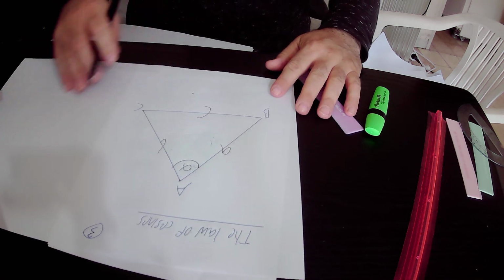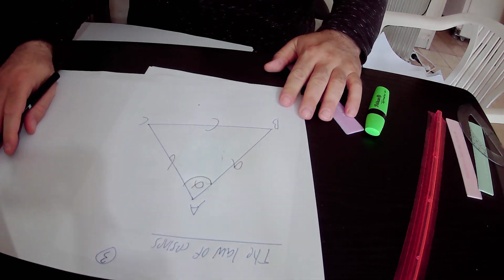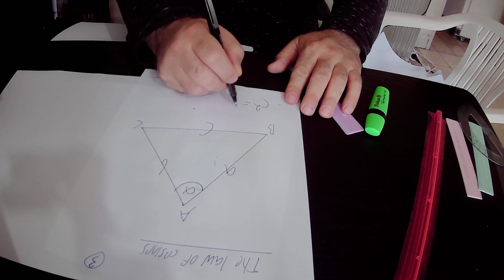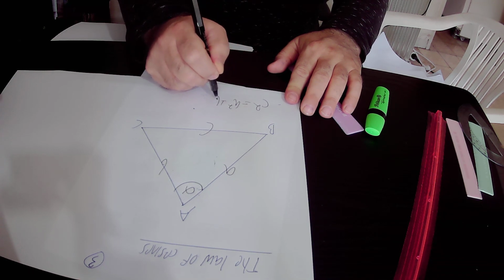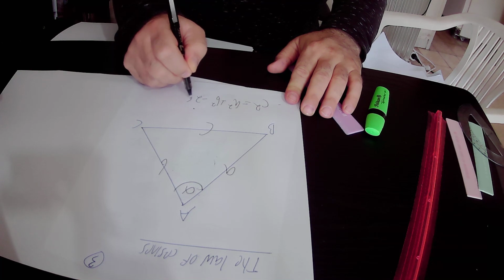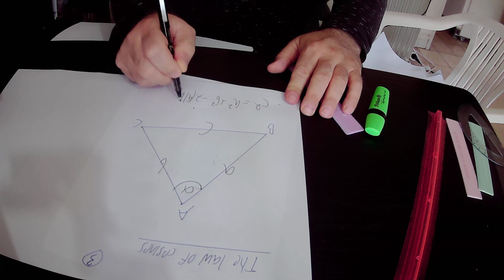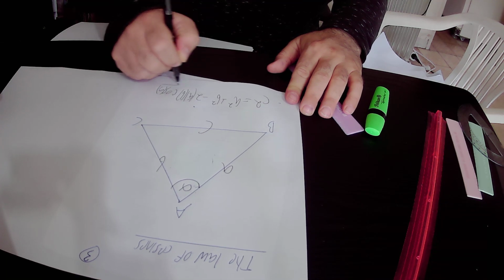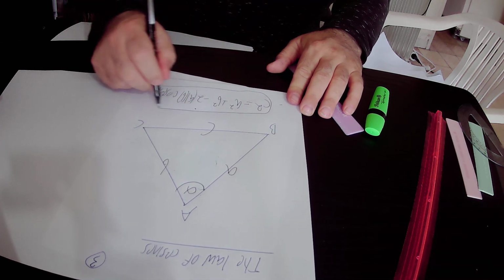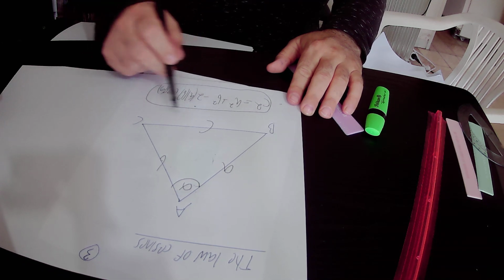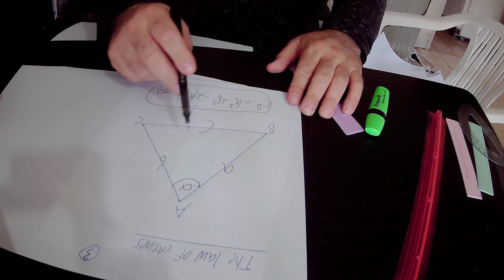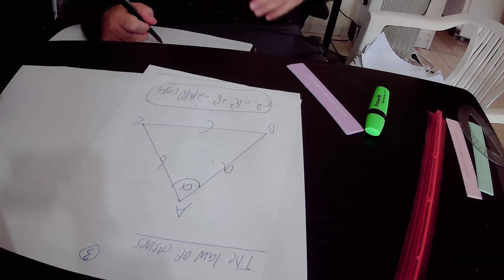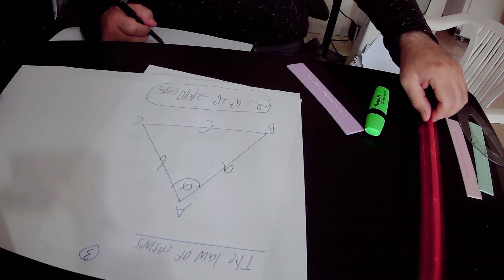Then according to the law of cosines, we will get that C squared equals A squared plus B squared minus 2 times A times B times cosine alpha. I repeat again, in this triangle ABC, C squared equals A squared plus B squared minus 2 times A times B times cosine alpha. So we can implement the law of cosines in triangle AOC.